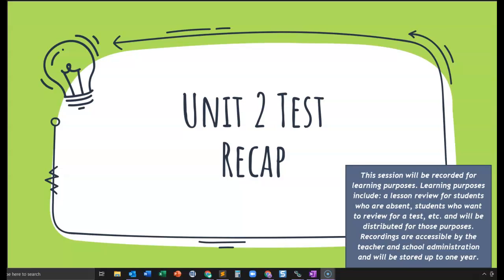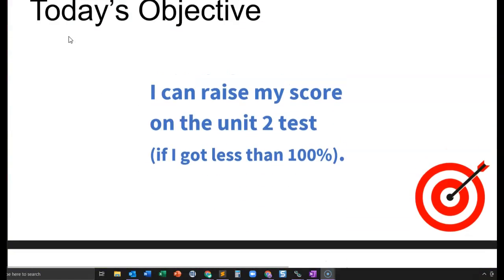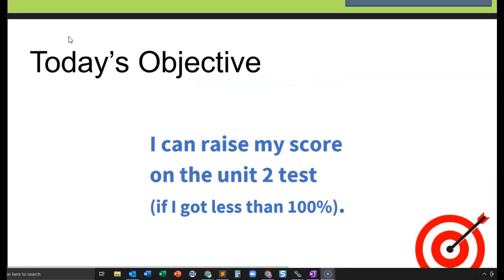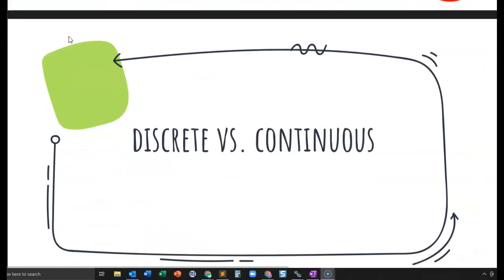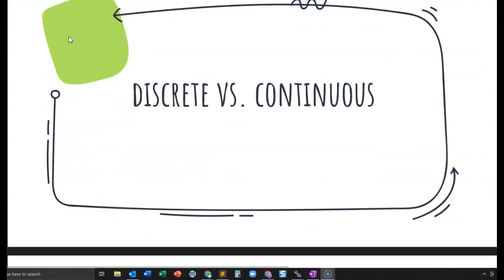Today we'll be looking at some more review for the Unit 2 test in order to try to bring our grades up on the test. So today's objective is I can raise my score on the Unit 2 test if I got less than 100%. And let's do a little bit of review.